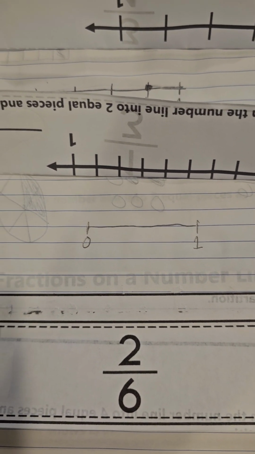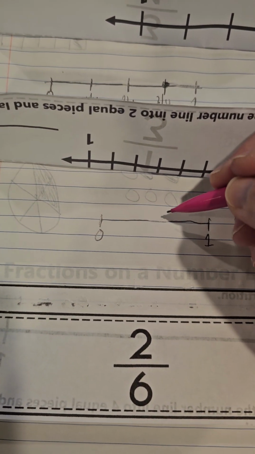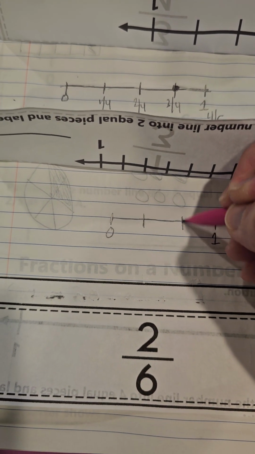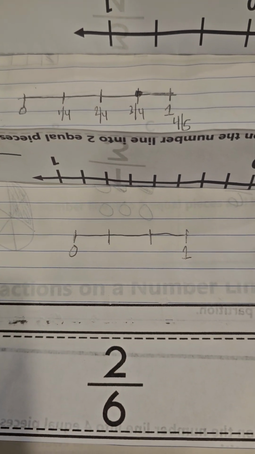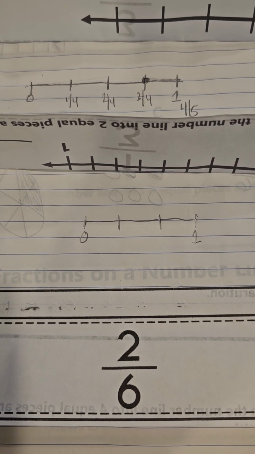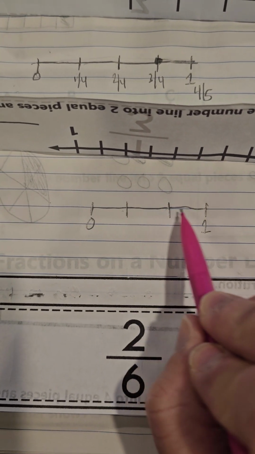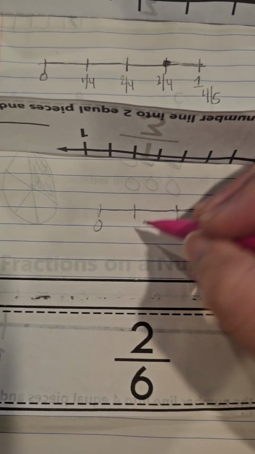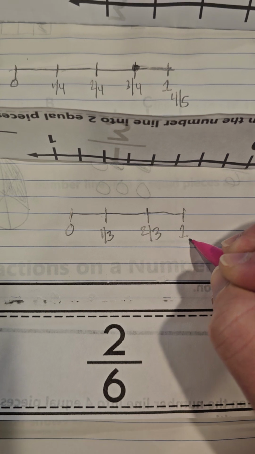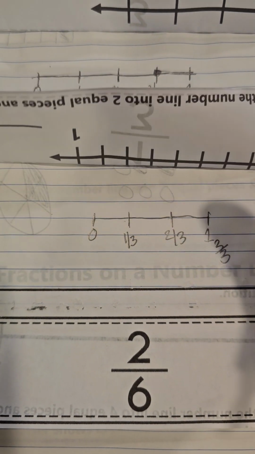And we need thirds. Thirds are a little harder to do, so you might have to erase multiple times. Something you develop with practice. So just try to eyeball it, see how it looks equal. Let's label it 1/3, 2/3, 3/3. And they want 1/3 to be plotted.